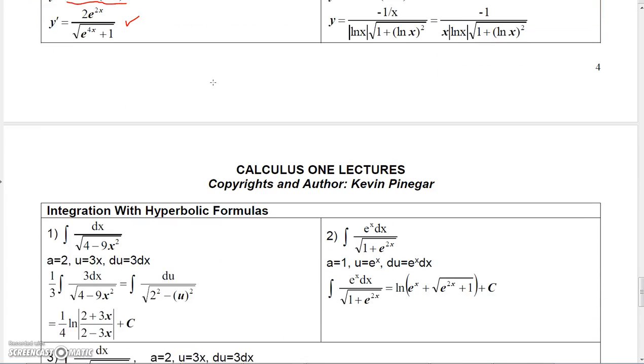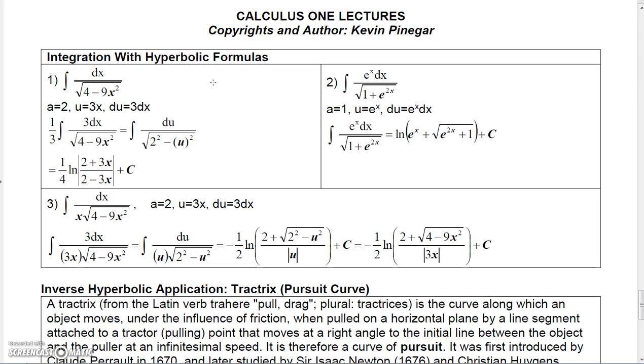And then let's do some integration here. Okay, so let's say we wanted to integrate dx over 4 minus the square root of 4 minus 9x squared. Well, here a would be 2, so that would be a squared, and this would be 3x quantity squared.